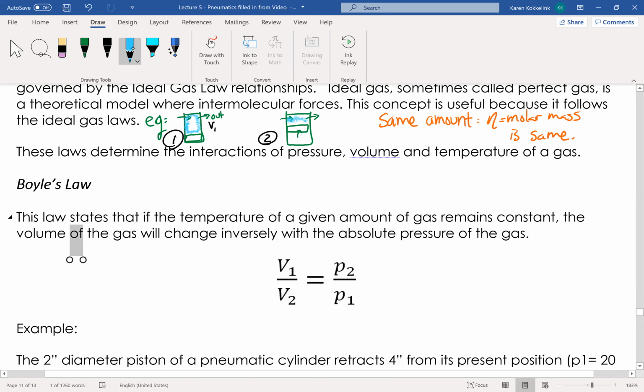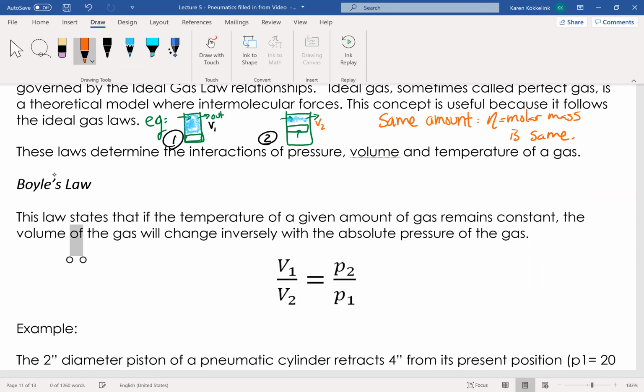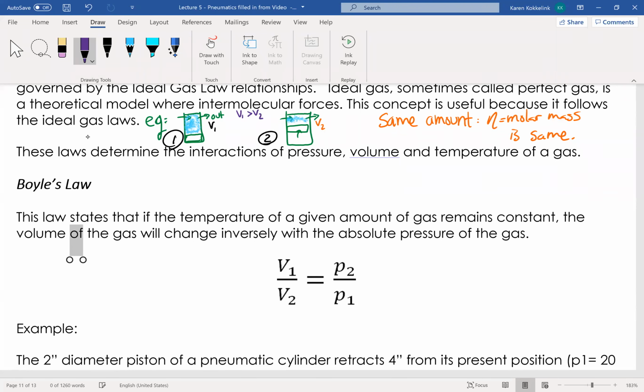All right, and it used to be over here. So what happened here? Let's see. This is volume 1 and this is volume 2. I would say that in here, volume 1 is greater than volume 2. And if we were to look at the pressure, I would say that pressure 2 would be greater than pressure 1.